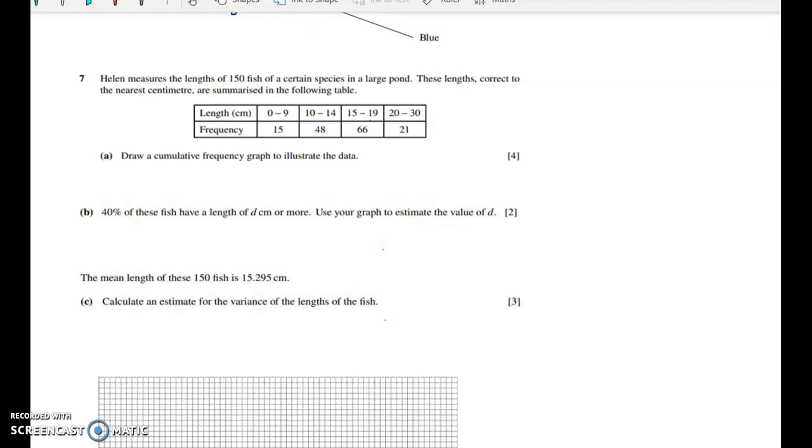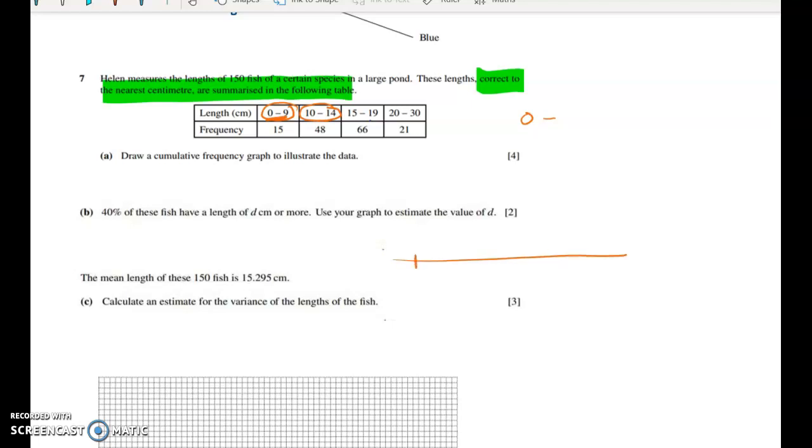So Helen has measured the lengths of 150 fish of a certain species in a large pond, and these, correct to the nearest centimetre, are summarised in the following table. So what we've got to think about here is that these lengths have been rounded, but actually the lengths, like in here it says 0 to 9, but that class is really going from 0 higher than 9, right? In this class of 10, you can think of fish lengths.